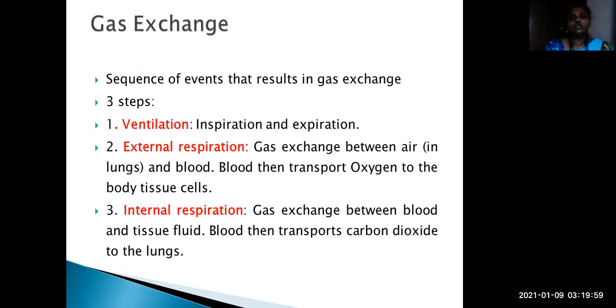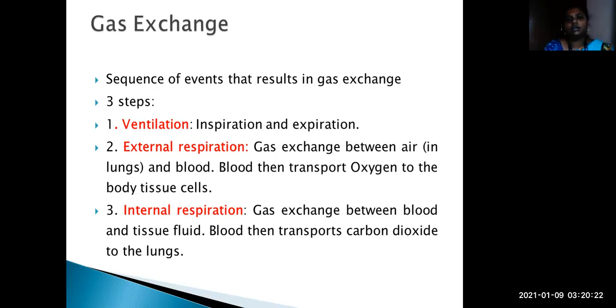Then we'll move on to gas exchange. Gas exchange is the sequence of events that results in gases being exchanged. It has three steps. What are they? Ventilation, external respiration, and internal respiration. These are the three steps involved in gas exchange.